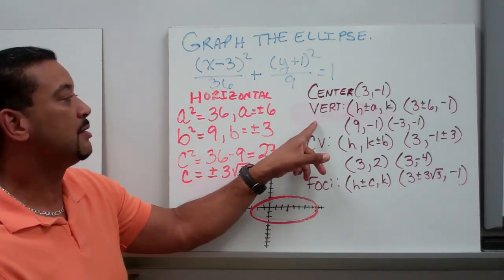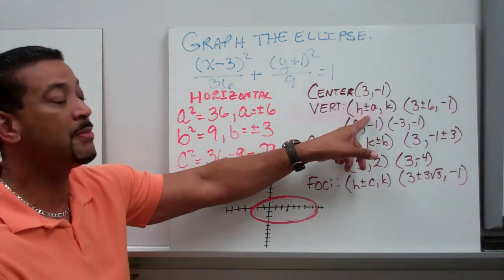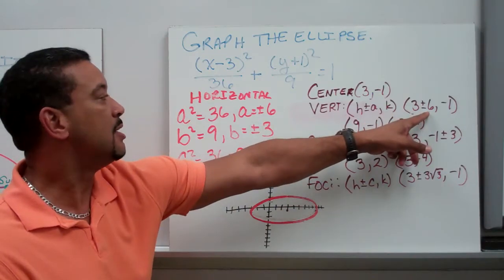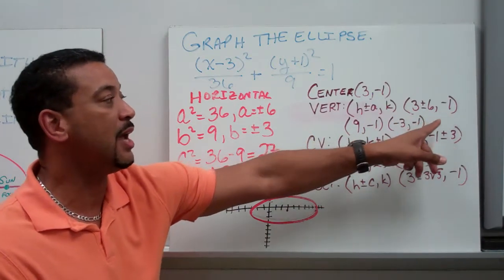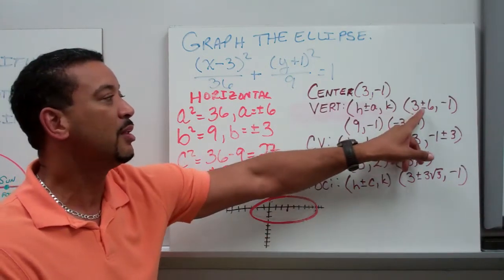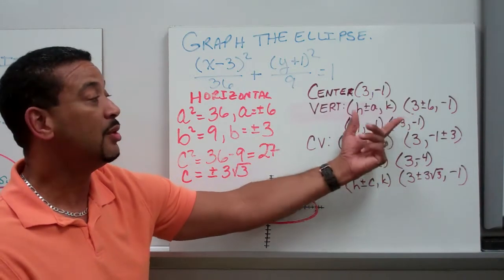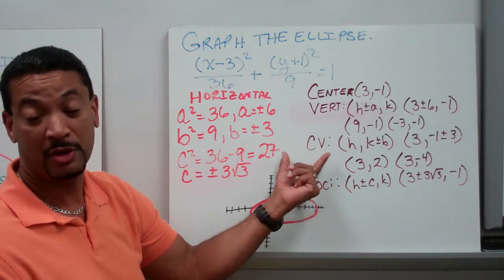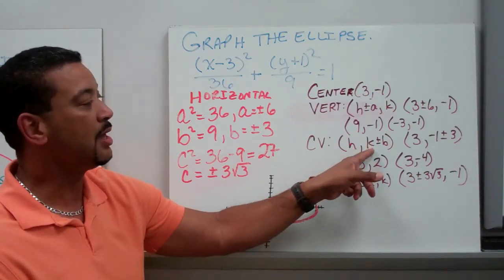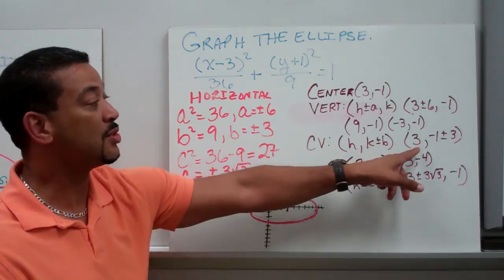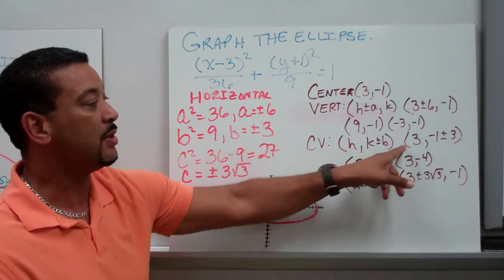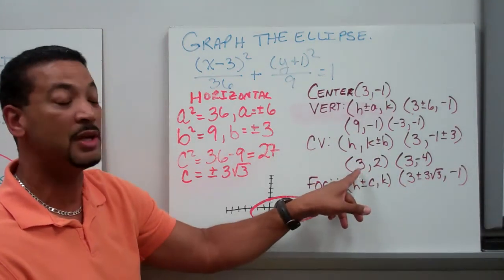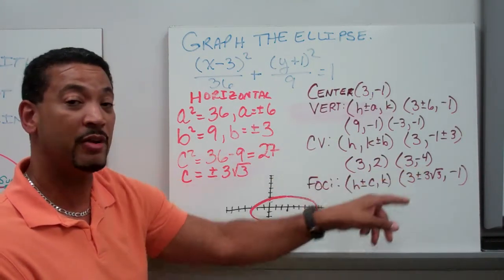Your vertices are h plus or minus a, and k. So h is 3, a is plus and minus 6, and that's our k. So 3 plus 6 gives me 9, 3 minus 6 gives me negative 3. Those are my two vertices. CV, which is our co-vertex, is h and k plus or minus b. H is 3, k is negative 1, and b is plus or minus 3. Plug those in, you get 3, 2, and you get 3 and negative 4.